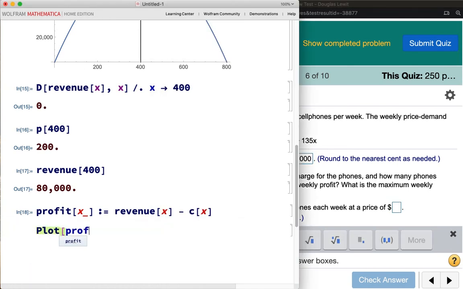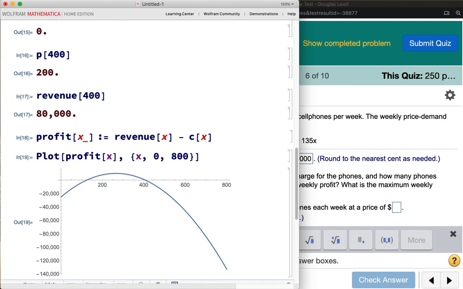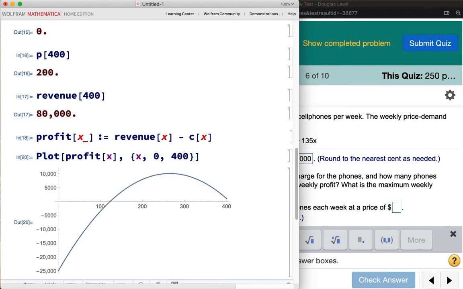Well, let's take a look at this function. Let's do a graph. X goes from 0 to 800. Okay, so here you can see from the graph we can't go as far as 800 because if we do, we're going to end up with a negative profit, which doesn't make much sense. Why don't we just go to 400? Maybe a little bit beyond 400. Okay, so it looks like the maximum is somewhere between 250 and 300.